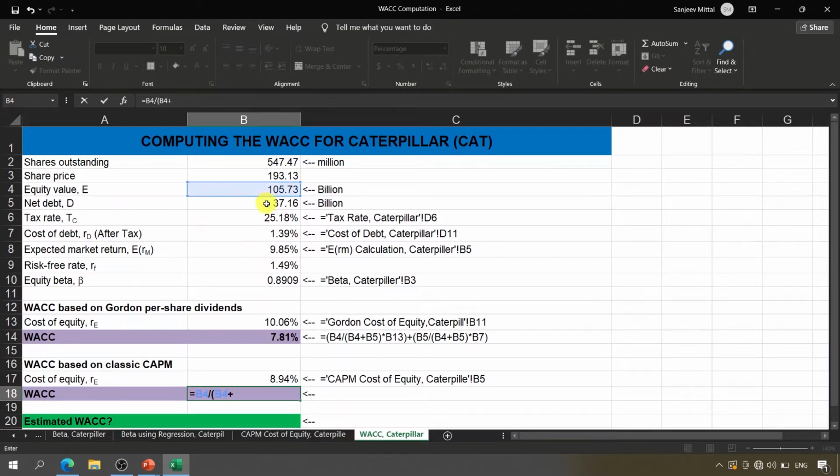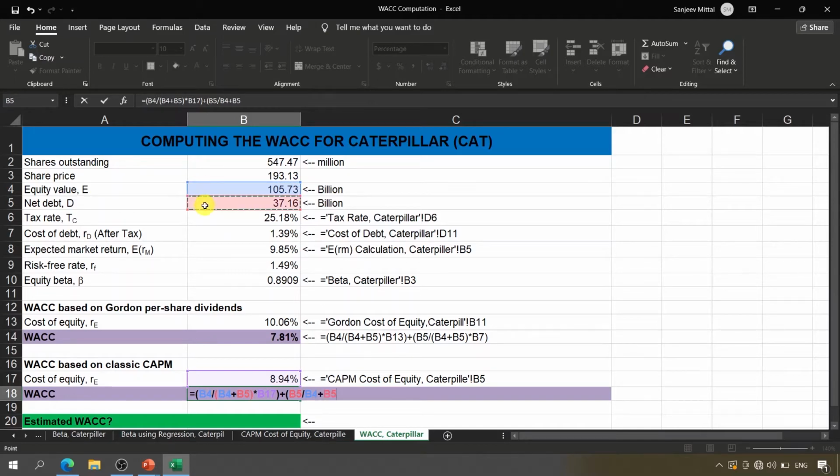If we do this particular thing, as you can see inside the formula, this is the weight of equity, and you need to multiply this weight of equity with the cost of equity. Once you do that, you shall add and do the same thing for the debt. So you will simply say I shall find the weight of debt, which is B5 divided by the value of equity and the value of debt.